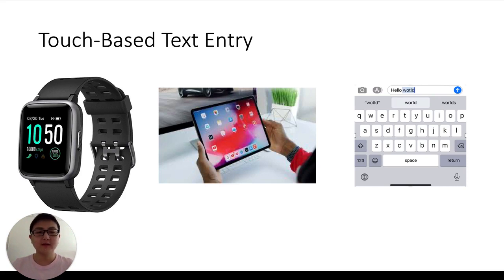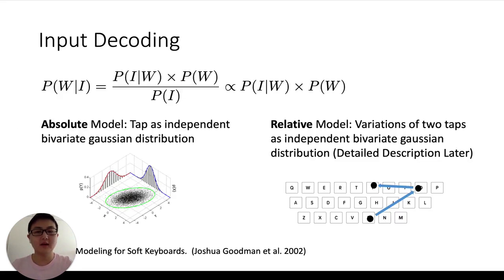With the popularity of mobile devices like smartphones and smartwatches, touch-based text entry has become a common way for people to type. Even if the user made a mistake, the underlying algorithm can still predict the intended words, which is usually called input decoding. The most common decoding algorithm is based on Bayes' theorem proposed by Goldman.